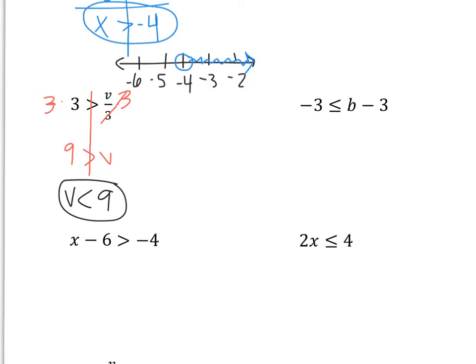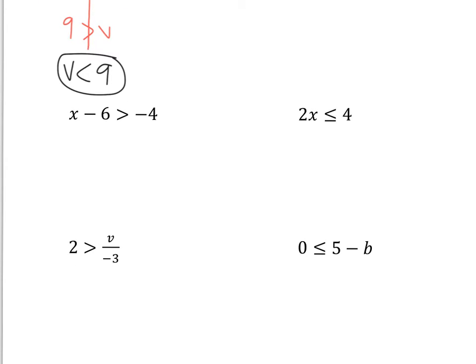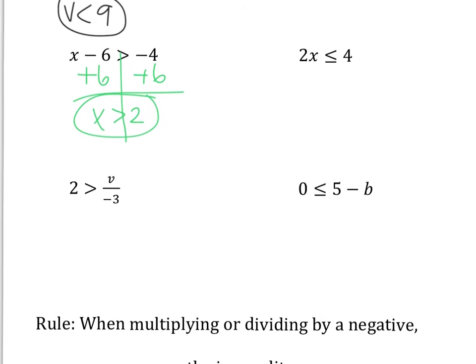Okay, let's continue. x minus 6 is greater than -4. And I'll go ahead and solve this example. So I'll add 6 to both sides. And -4 plus 6 is 2. So x is greater than 2. Okay, let's continue on.